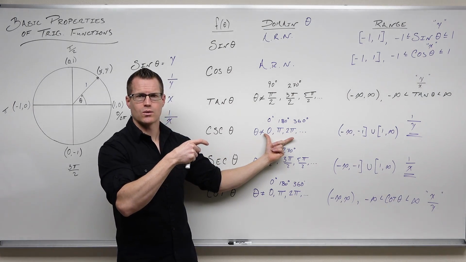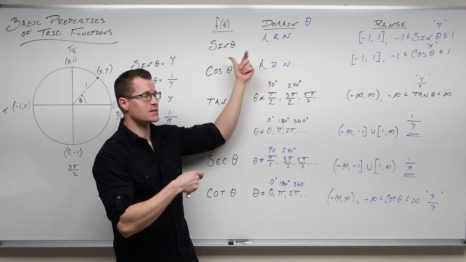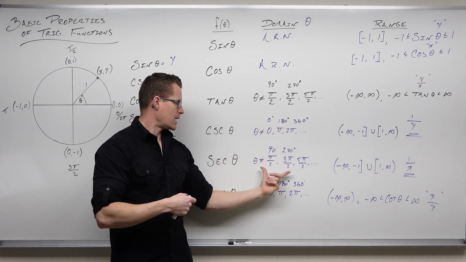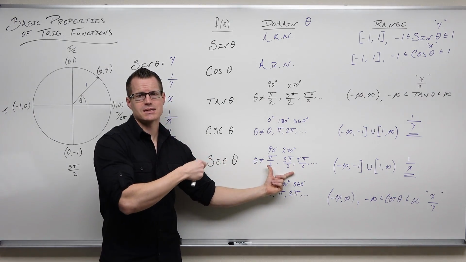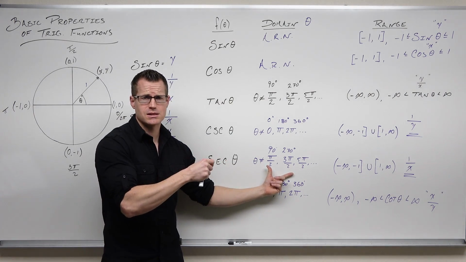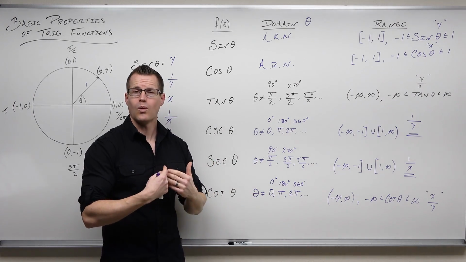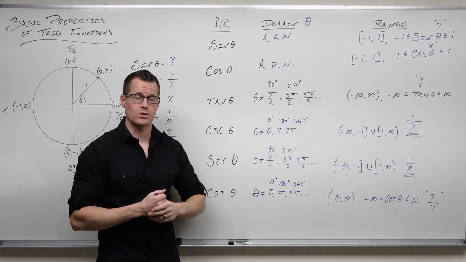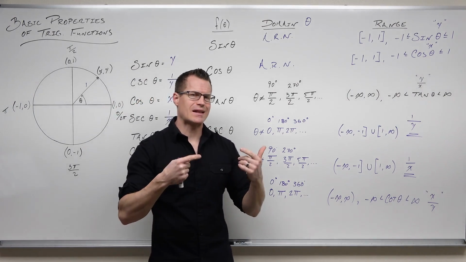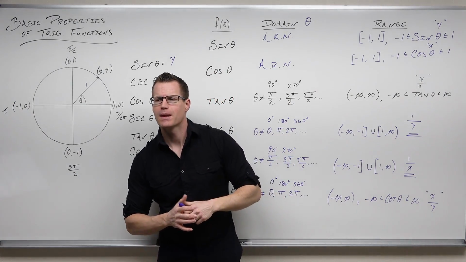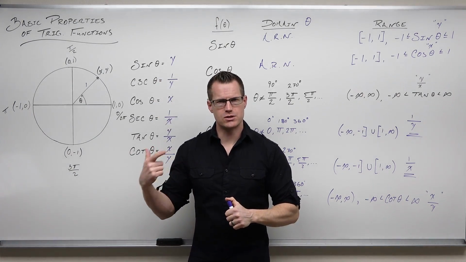Any angles where y is going to be 0. Why? Well, because it's based on your sine. And for secant, you can't plug in any angle where x is going to be 0. And that's why we exclude those. Cotangent, you can't plug in anything where y is equal to 0 again, because that's the reciprocal of tangent. So hopefully you understand a little bit more about where that's coming from. We'll talk about what our periods are in just a second.